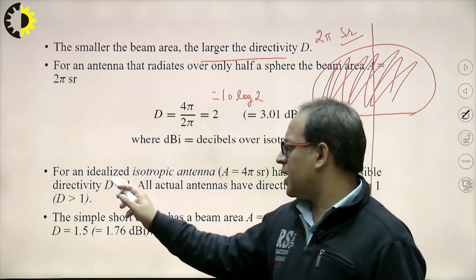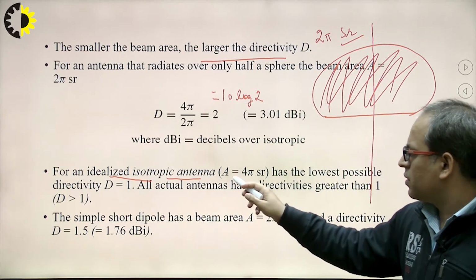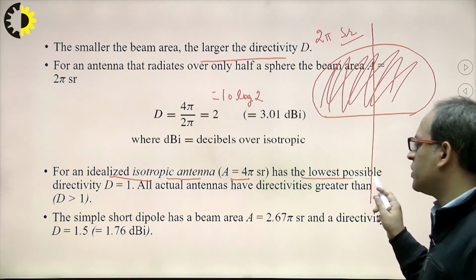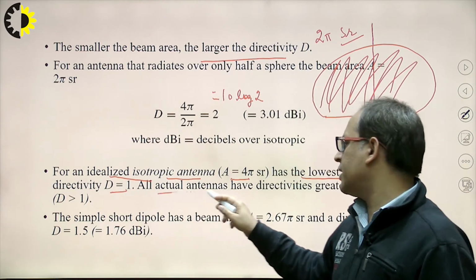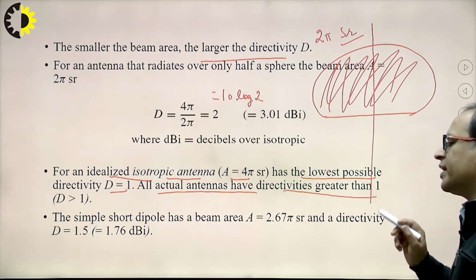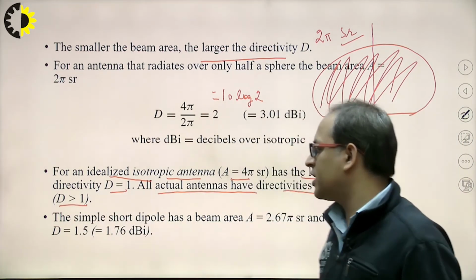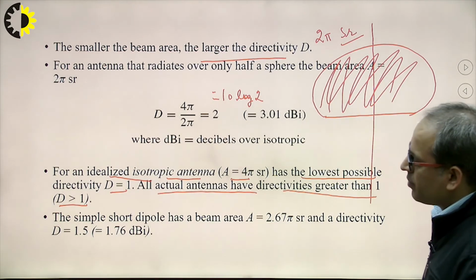So for the idealized isotropic antenna, beam area is 4 pi steradian, which gives the lowest possible directivity, D equal to 1, and all other antennas will have directivity greater than 1. Why? Because their beam area will be lower as compared to the isotropic. Clear?